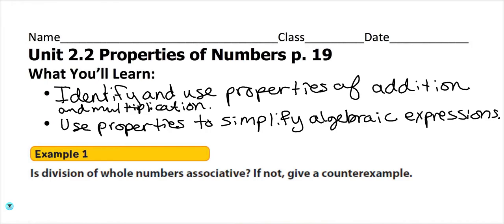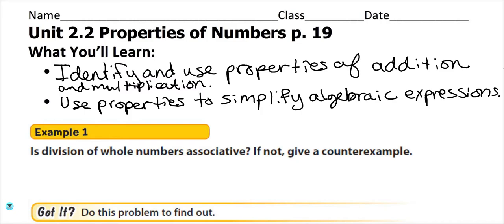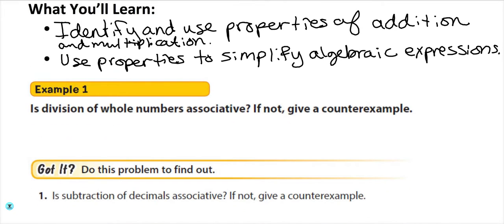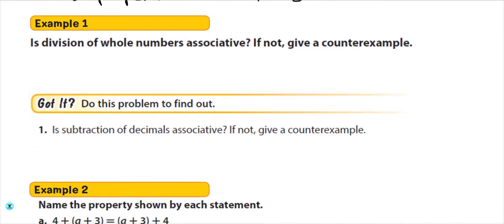So let's take a look at number 1. And it's going weird on me again. There we go. Okay, example 1. Is division of whole numbers associative? If not, give a counterexample. All right, well, let's think about it. Whenever we talk about the associative property, what are we talking about? Are we talking about the order in which the numbers come, or are we talking about how they are grouped? In this case, it's grouped. All right, so let's write underneath it there, groupings.